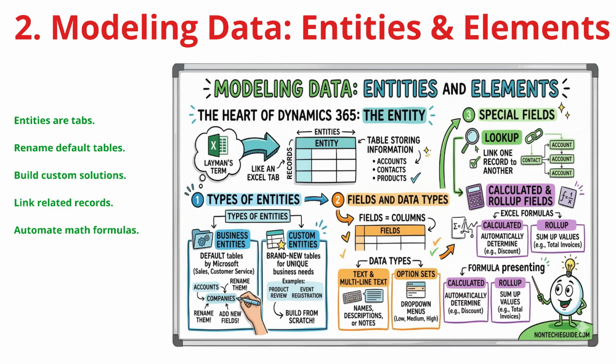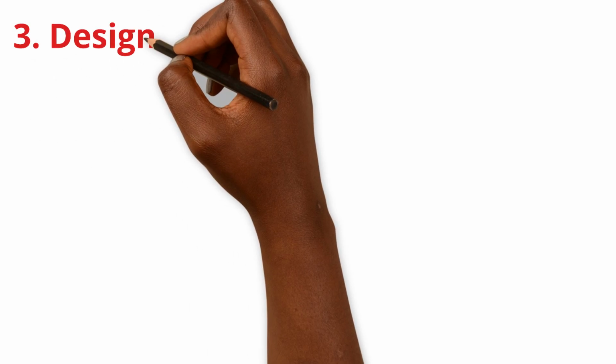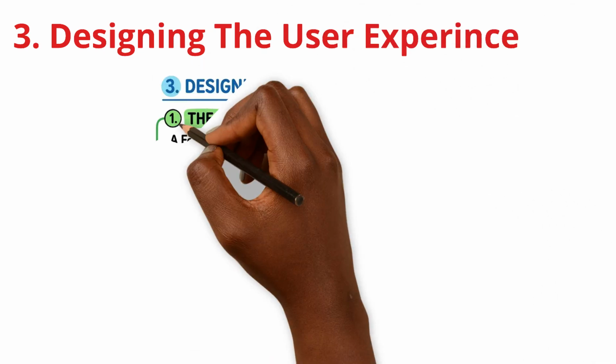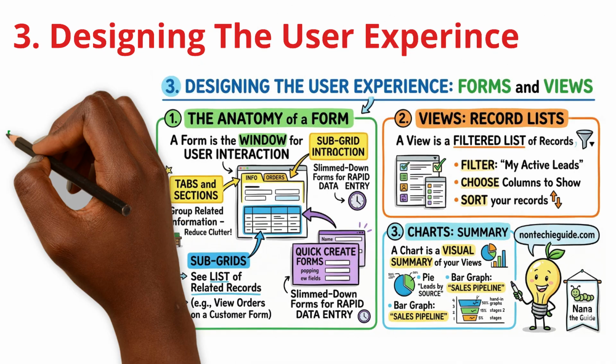For the real magic, use calculated and roll-up fields. These are like built-in Excel formulas that automatically do the math for you, summing up invoice totals or calculating discounts instantly. Now that your data is organized, it's time to decide how your team will actually see and use it.